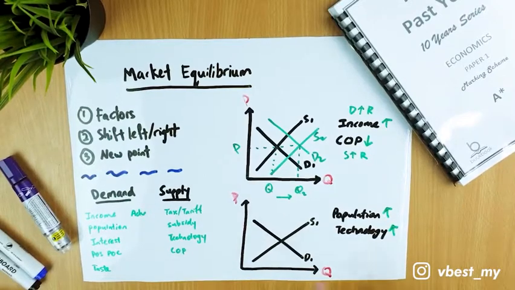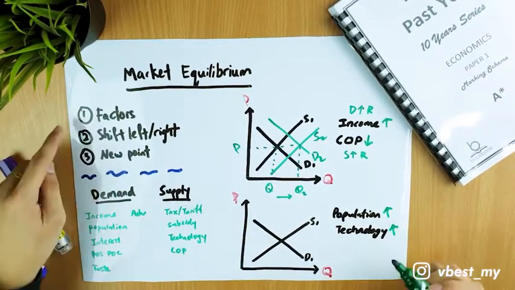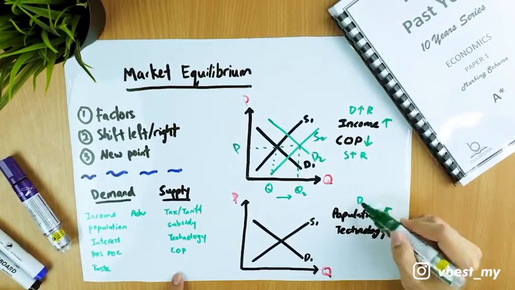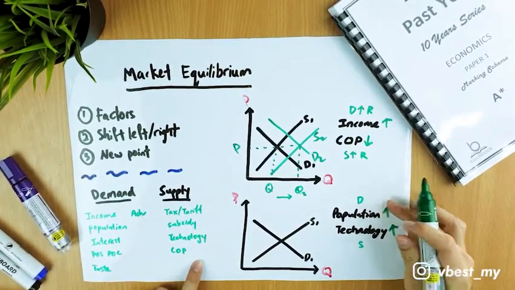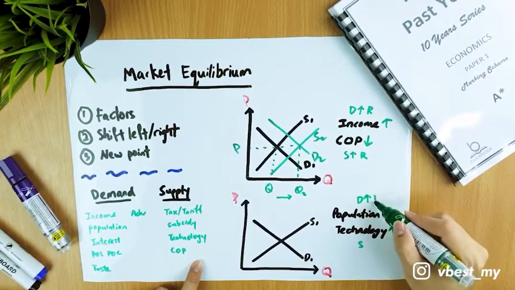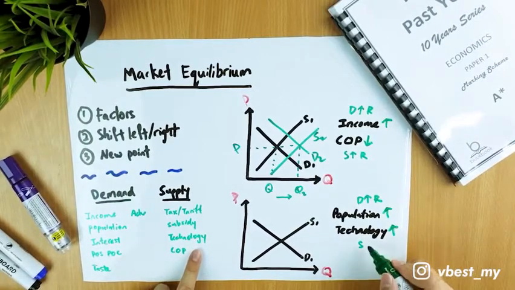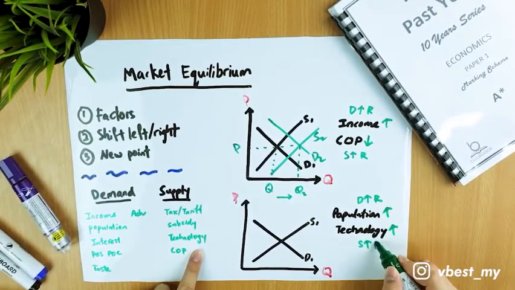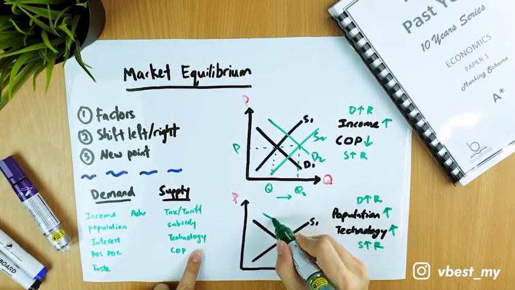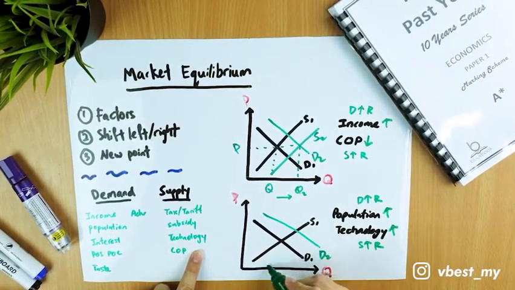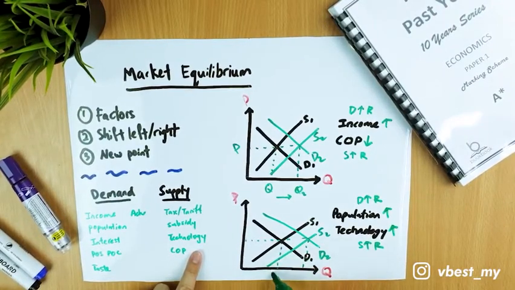Okay, so now we are going to talk about population. So population is a demand factor. Technology is a supply factor. So when population increases, your demand will increase. Then we shift to the right. And how about supply? Technology is a supply factor. When technology increases, supply increases, and you shift to the right. So now you shift to D2 and S2. Okay, so that's your simple step. That's your answer.